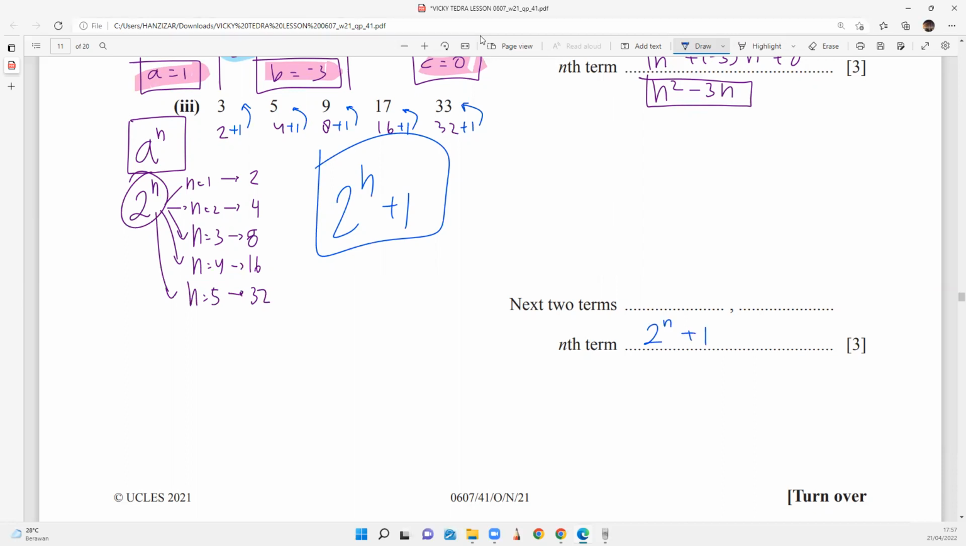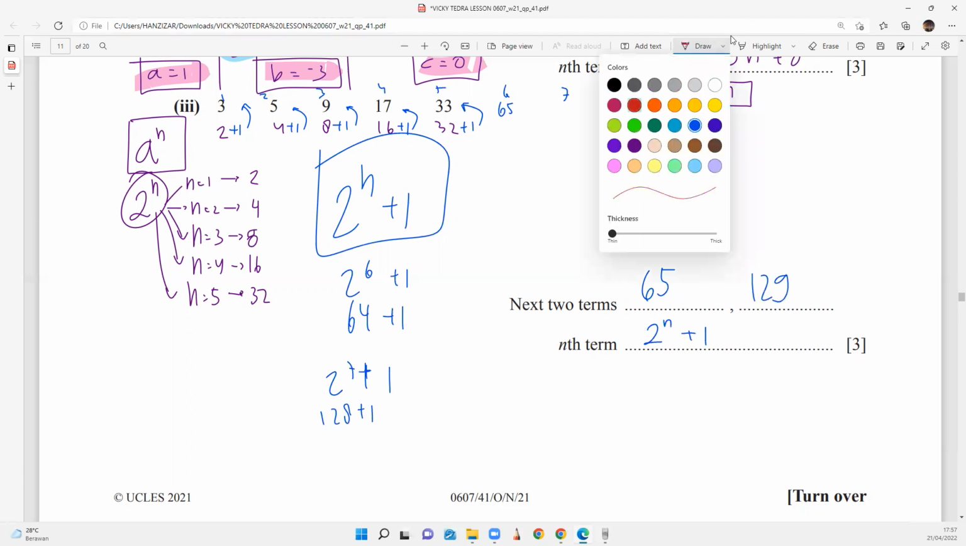And how about this? 1, 2, 3, 4, 5, 6, 7. Then 2 power 6 plus 1. What is it? 68, right? No. 64 plus 1, 65. And then this is 65. 2 power 7 plus 1: 128 plus 1, 129. Okay, so this will be very hard because you need the logic.